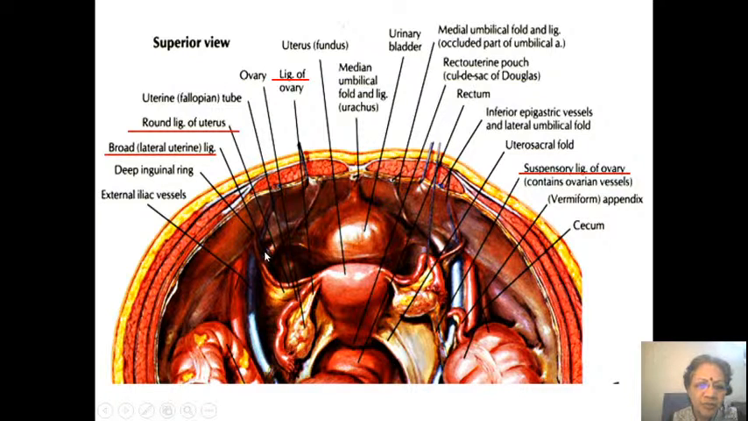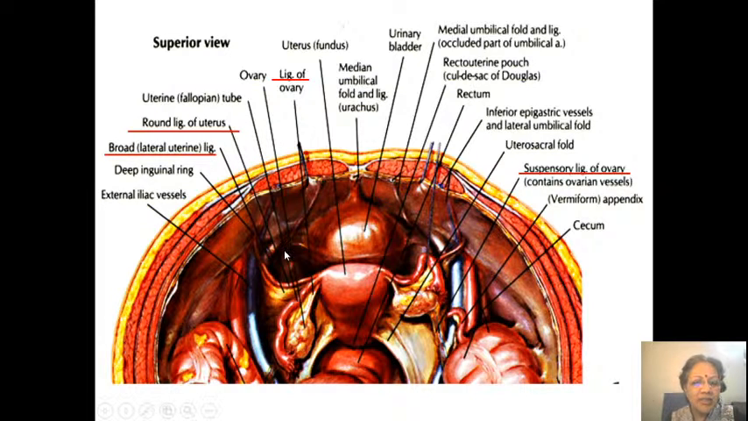Then you have a round ligament of uterus, the one I showed you in the previous picture, which is going away from the uterus and going to the external genitalia, which is corresponding to the gubernaculum testis in the male, but it doesn't do anything. It doesn't actually serve any purpose over here. It is supposed to be considered one of the supports of the uterus.